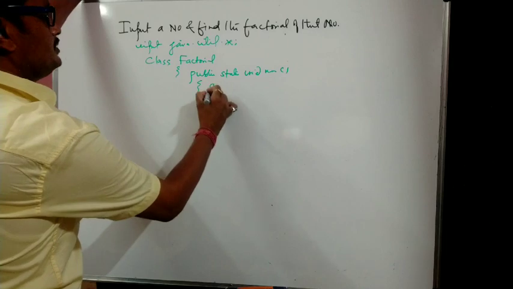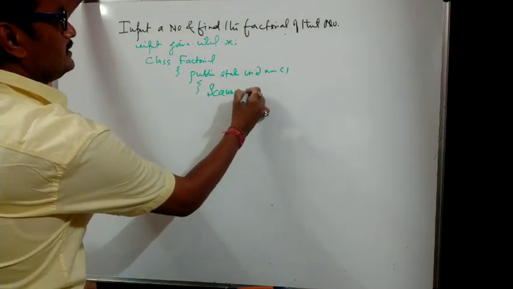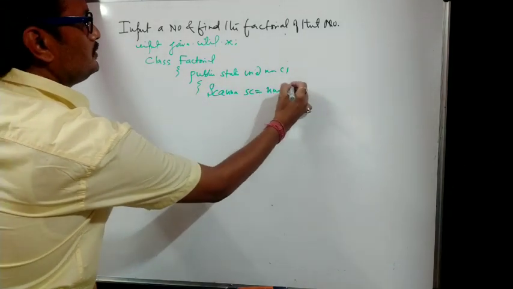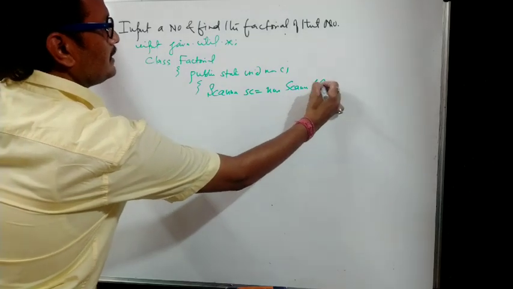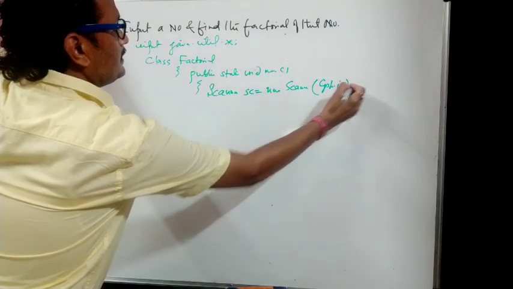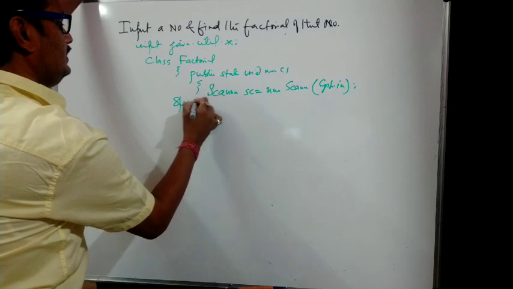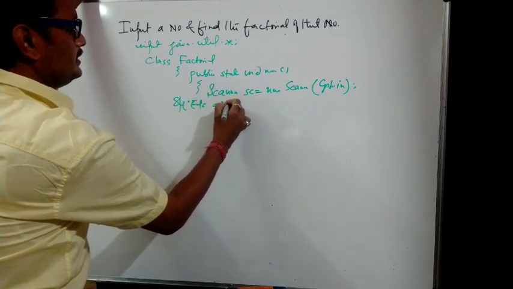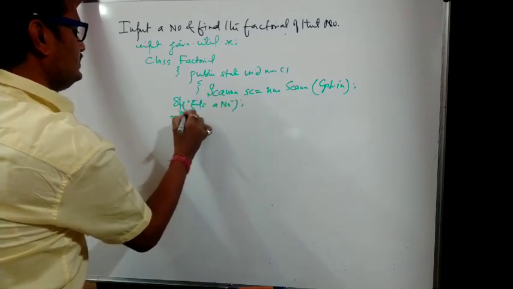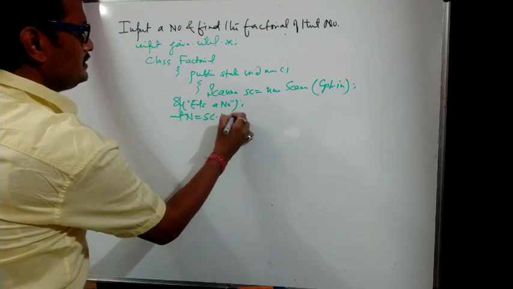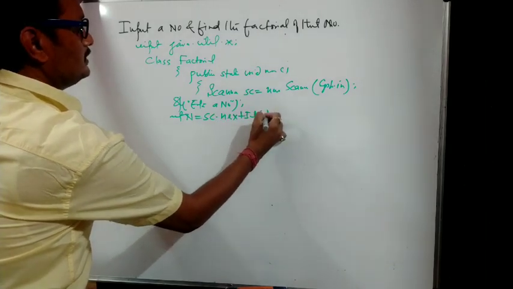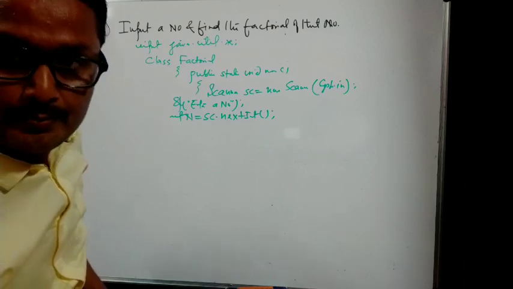Now you make an object of the Scanner class: Scanner sc = new Scanner. Here is System.out.println, enter a number. So the number is what? Integer n is equal to sc.nextInt. This is the way to input a number.